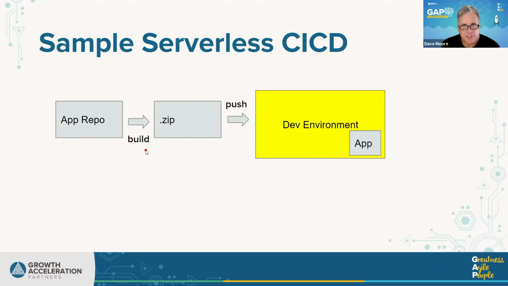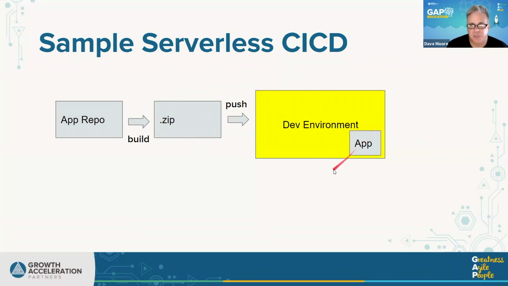Here's a sample serverless CI/CD, the simpler version compared to containers. So we have my app repo. It does a build. In this case, it generates an artifact, a zip file, and that's pushed to the cloud environment. There's some other stuff that goes on here, but at a high level, it's pushed to the cloud environment, and my app becomes live. So a little bit simpler than a container. We don't have the concept of a registry.